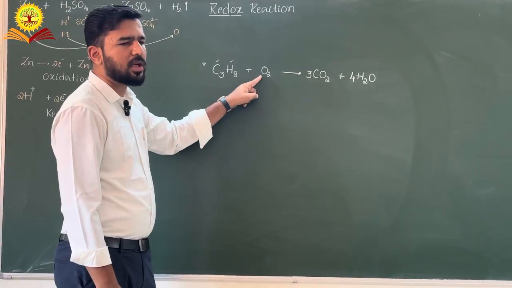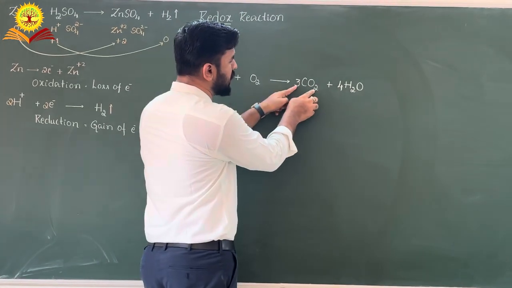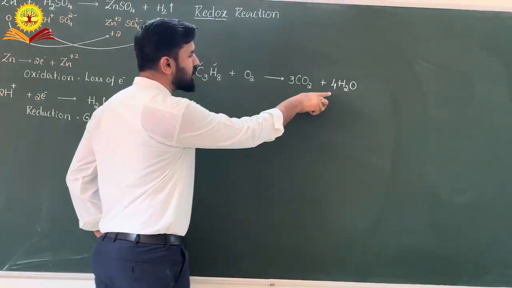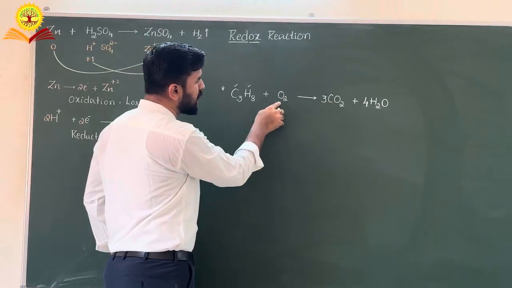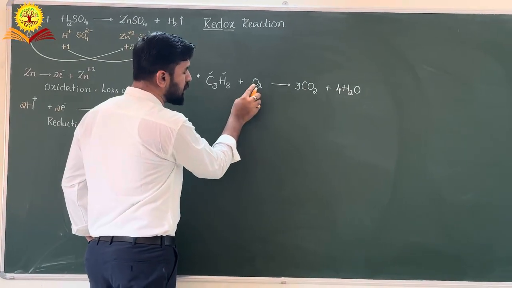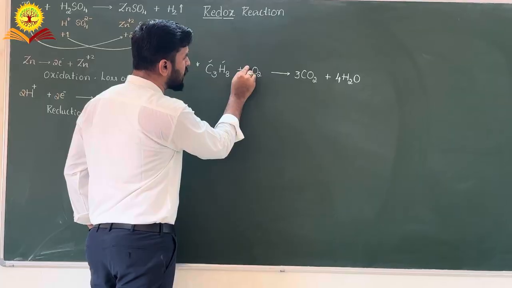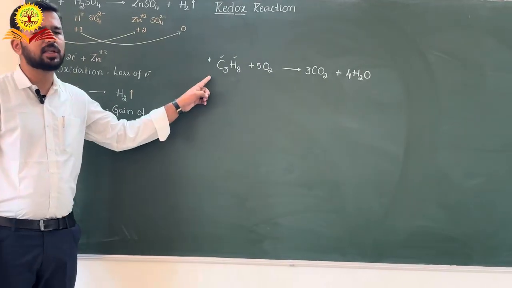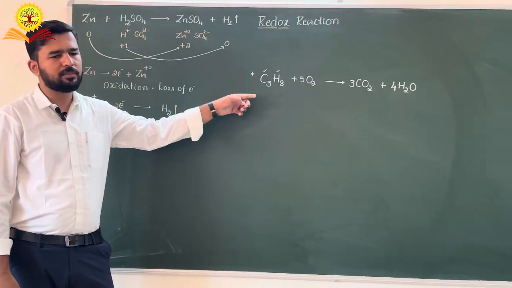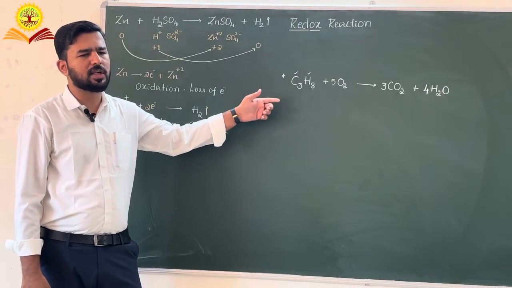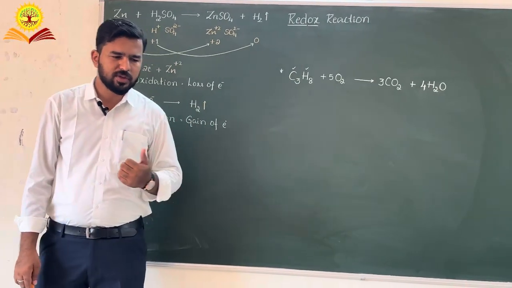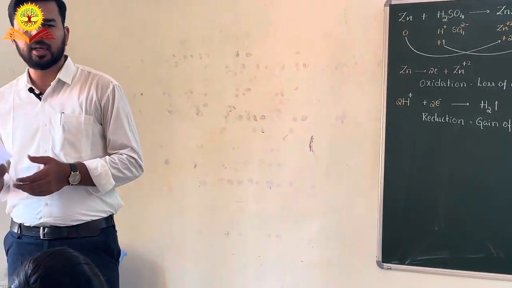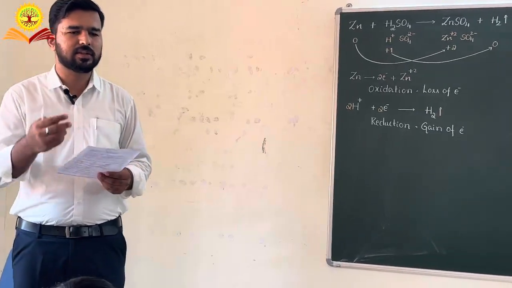We are left with oxygen. How many oxygens are present on the product side? 3 times 2 is 6, plus 4, so 10 oxygens are present on the product side. On the reactant side, there are 2 oxygen atoms. If I multiply by 5, we get 10. Now this reaction is balanced. So this is a combustion reaction, and it is a chemical change. Therefore, for question number 1, it is option D. Any doubts?